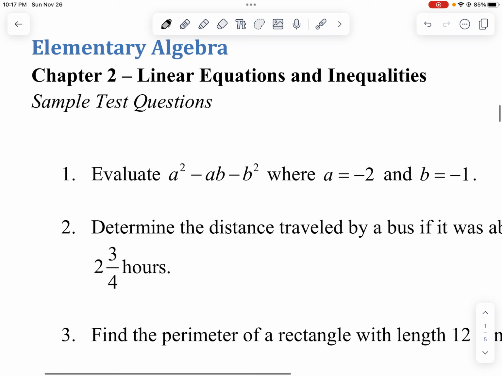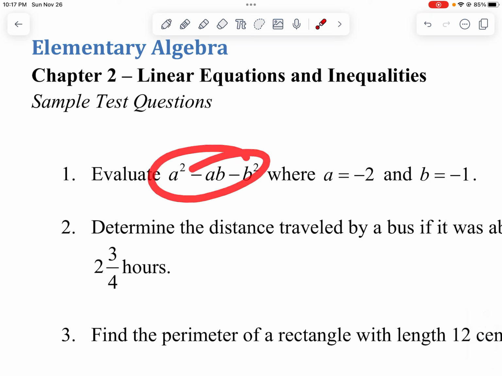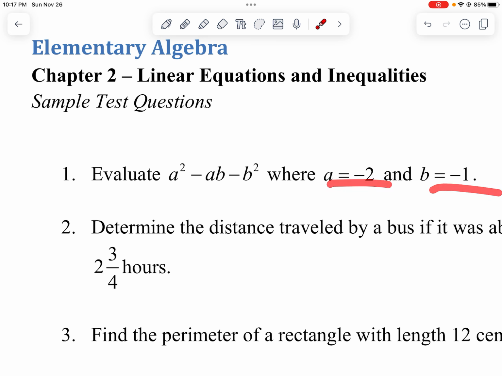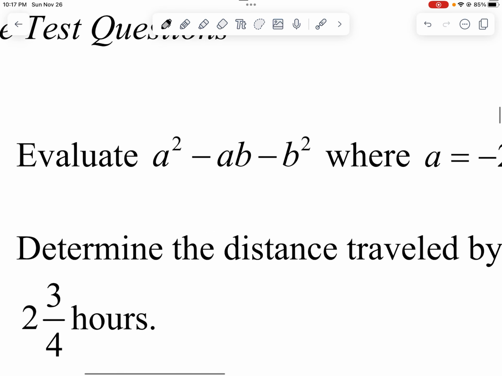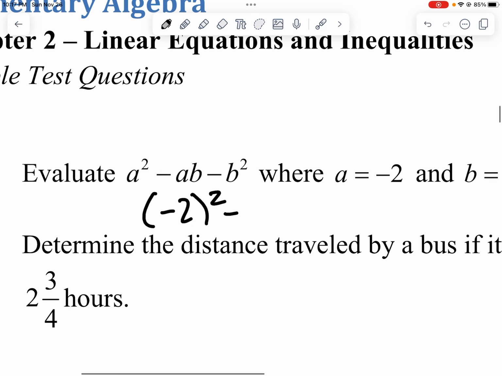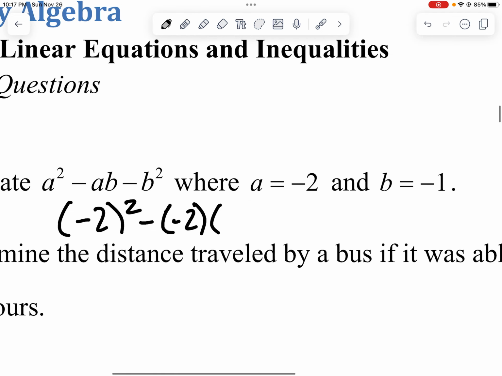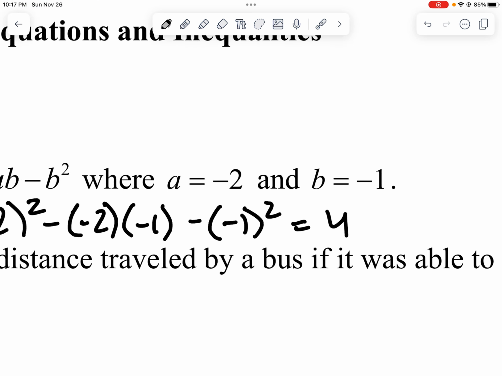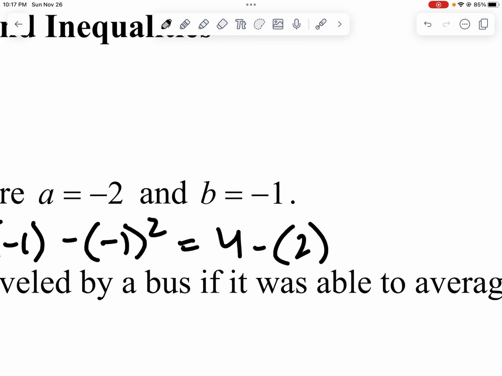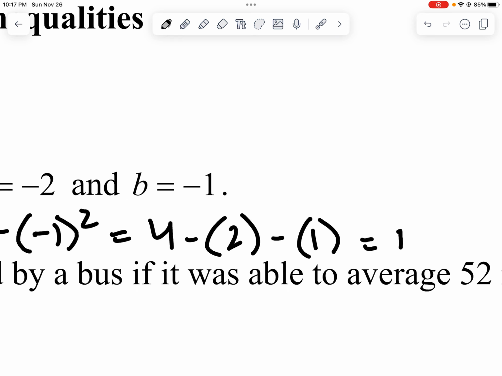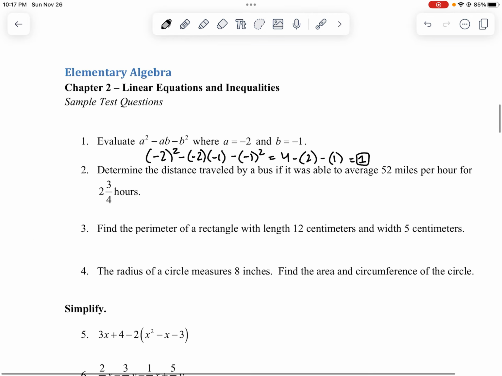All right, so the first question says evaluate a squared minus ab minus b squared when a is equal to -2, b equals -1. What I'm thinking when I see one of these questions is let's just plug it in, right? So -2 squared minus -2 into -1 minus b squared, which is -1 squared. So 4, -2 squared is 4, minus -2 into -1 is 2, minus -1 squared is 1. 4 minus 2 is 2, 2 minus 1 is 1. Done. That's the first question.